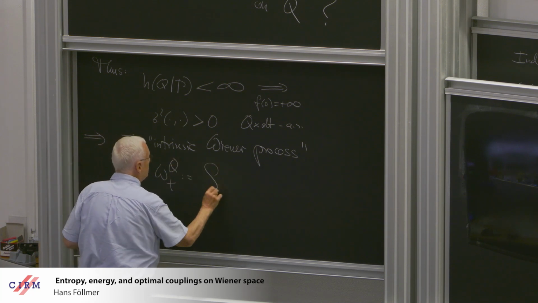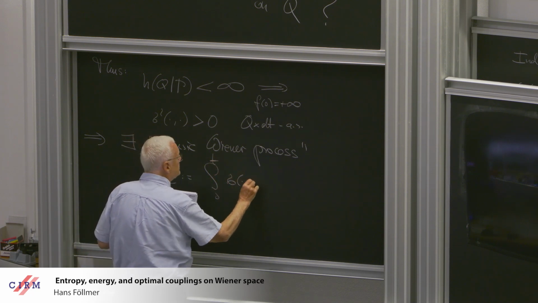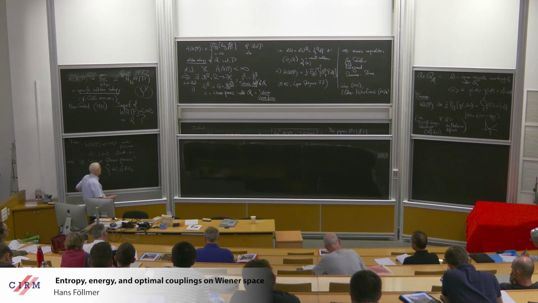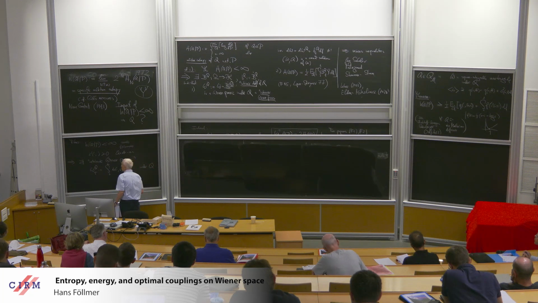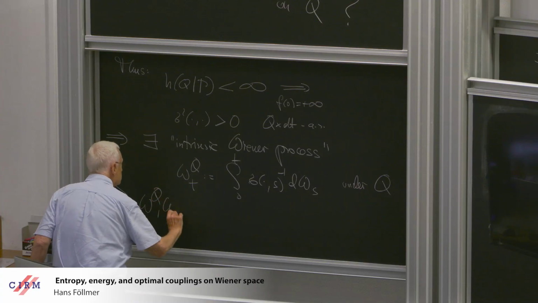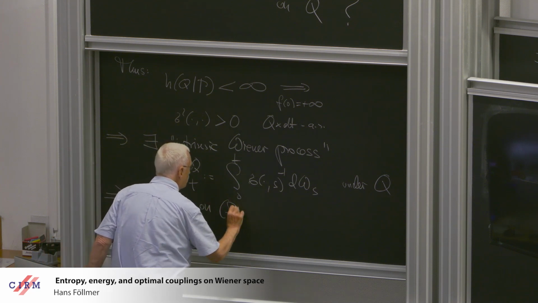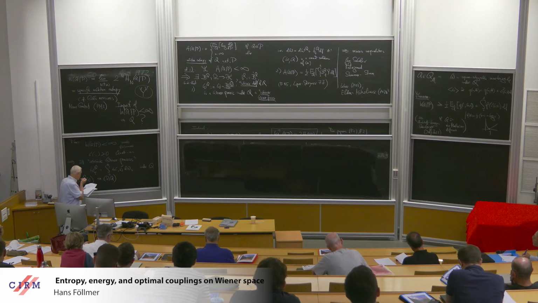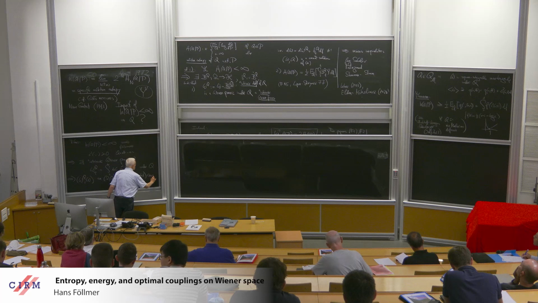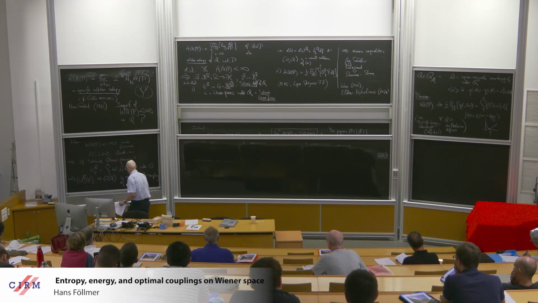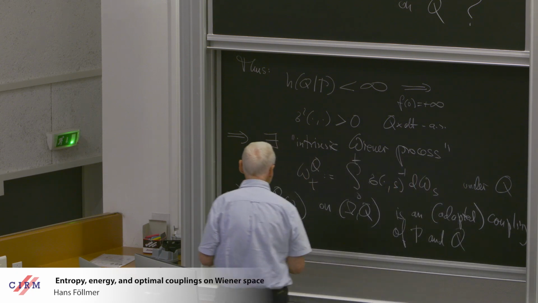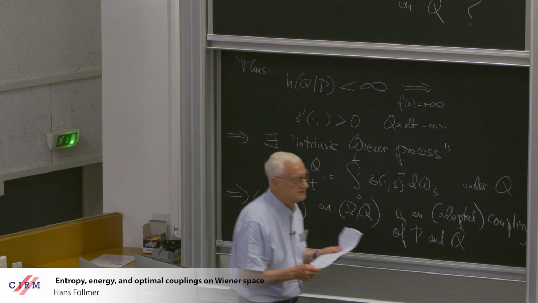But that means that we can construct again an intrinsic Wiener process W^Q_t, the integral from 0 to t of (sigma_s minus 1) dW_s. It is easy to check that this is a Wiener process under Q. And so again, we get a coupling. So W^Q together with W on Omega^Q is an adapted coupling of P and Q.